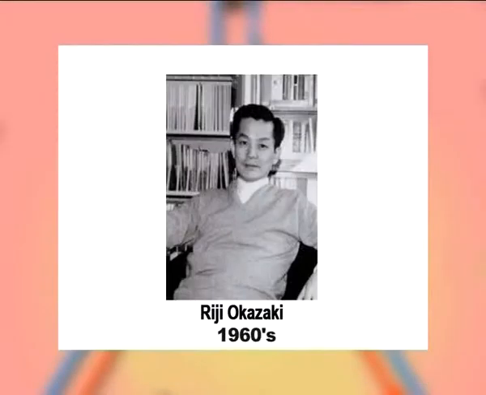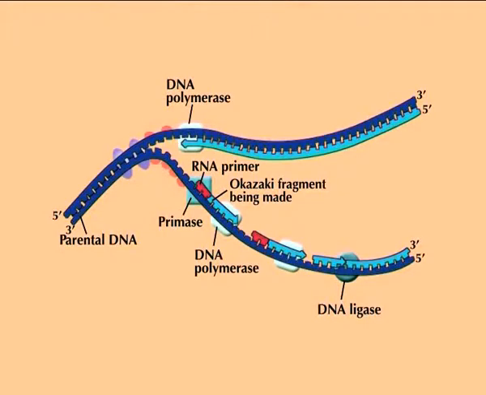It was a big puzzle for a long time, as there was no known DNA polymerase which can carry out such an extension. This problem was solved in the 1960s when Reiji Okazaki and his colleagues discovered the presence of a large number of small DNA fragments, each with an RNA primer attached to it, called Okazaki fragments.